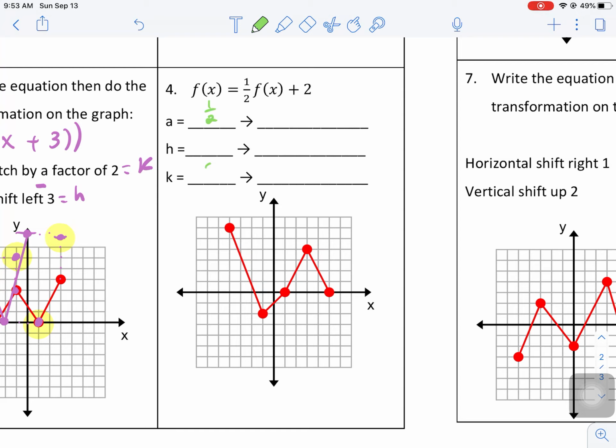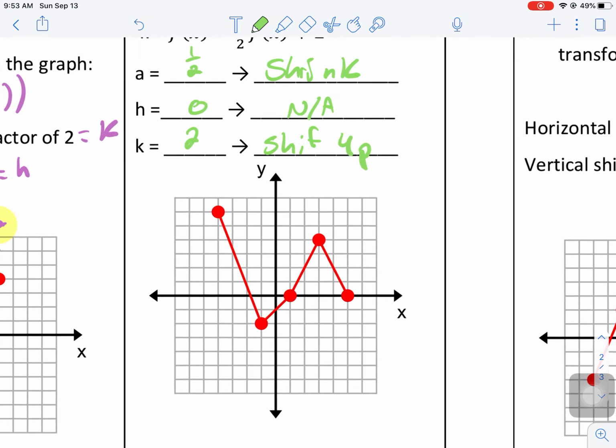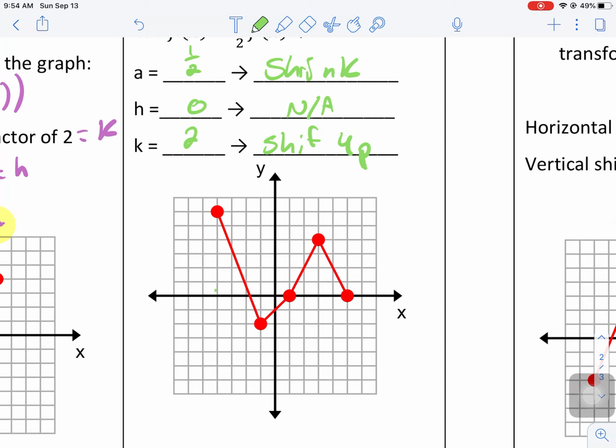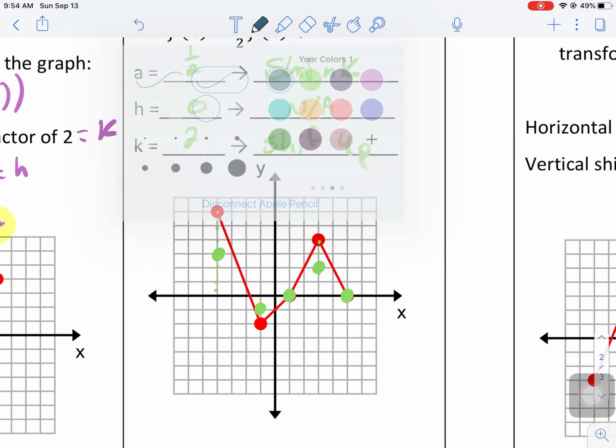So next one, 4. A is 1/2, k is 2, h is 0, so h is not applicable. This is a shrink. This is a shift up. So now we're taking all of these values, multiplying them by 1/2, so 1, 2, 3, 4, 5, 6 moves us to 1, 2, 3. 1, 2 would move us to 1. 0 stays at 0 if we multiply it. 1, 2, 3, 4 moves to 2. And then 0 stays at 0.